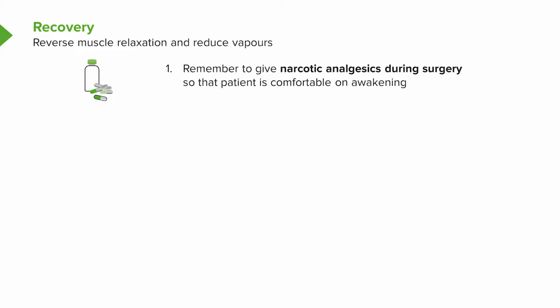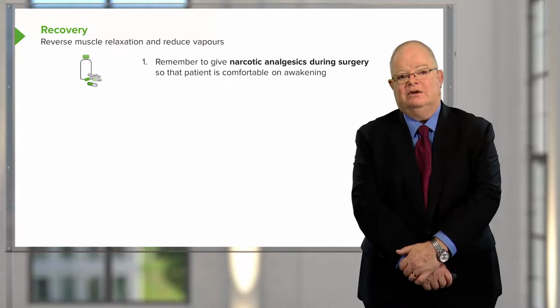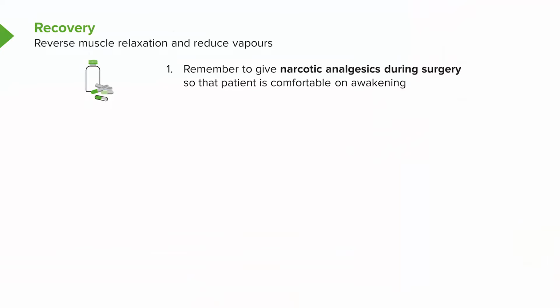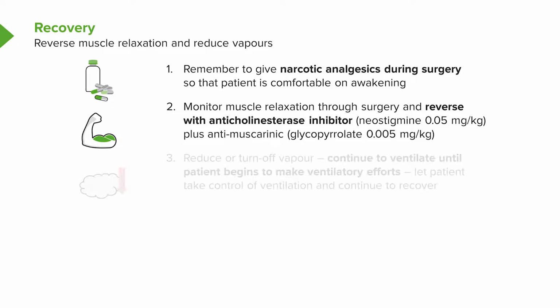But as an overview of anesthesia in general and maintenance of anesthesia and leading up to recovery, remember to give narcotic analgesics during surgery so that the patient is comfortable when they awaken. Many of us give a little extra right at the end of surgery so that as the patient's waking up, they'll have a minimum of pain. Monitor muscle relaxation through surgery and reverse usually, because it's not expensive, with an anticholinesterase inhibitor such as neostigmine, and you have to add in an antimuscarinic such as glycopyrrolate.